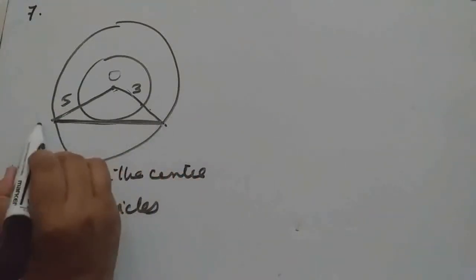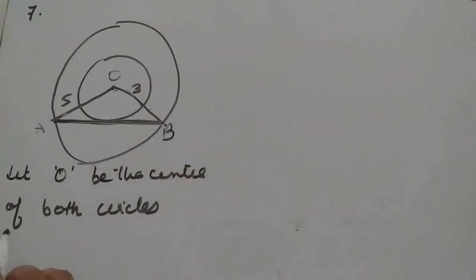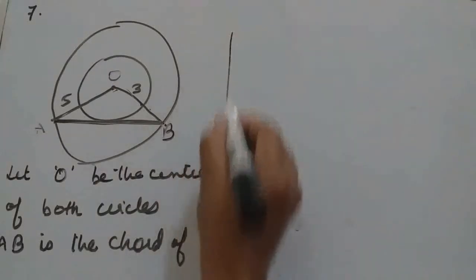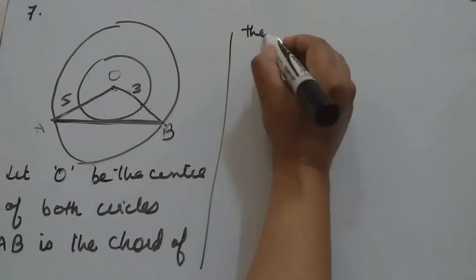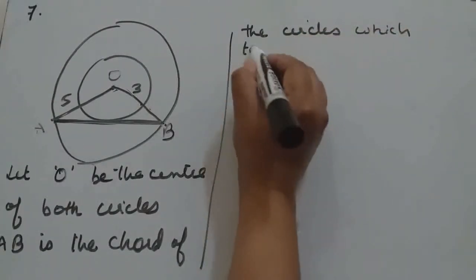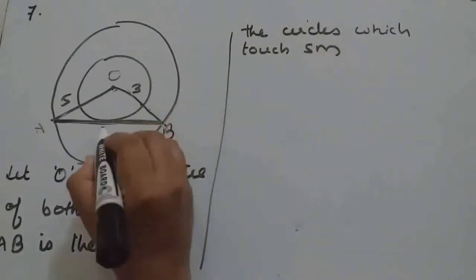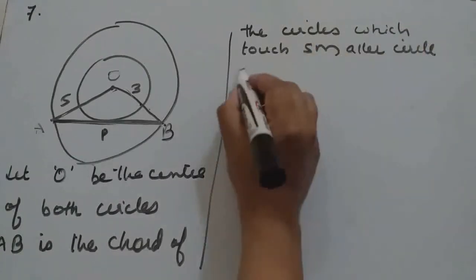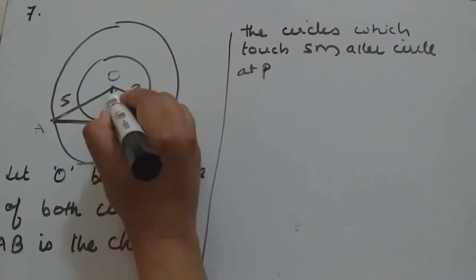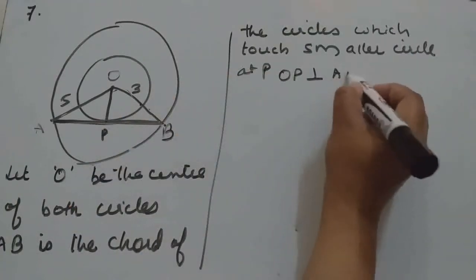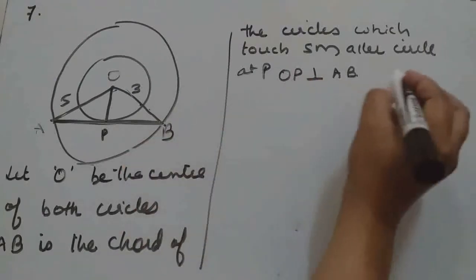So this chord we should find. So AB is the chord of the larger circle which touches the smaller circle, suppose at P. Okay, so OP will be what? OP is the radius and OP will be perpendicular to AB by the radius-tangent theorem.